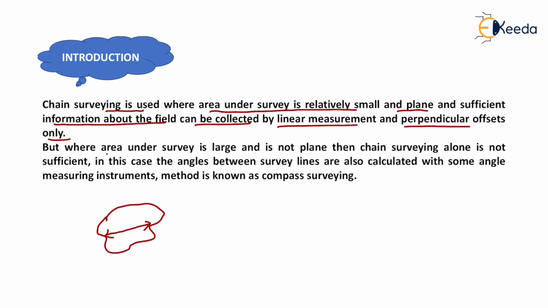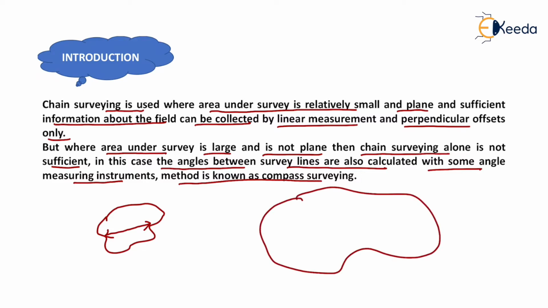But when the area under survey is large and is not plain, then chain surveying alone is not sufficient. In this case, the angles between survey lines are also calculated with some angle measuring instruments, and the method is known as compass surveying. It means that when the area under survey is very large and is not plain, then chain surveying alone is not sufficient.